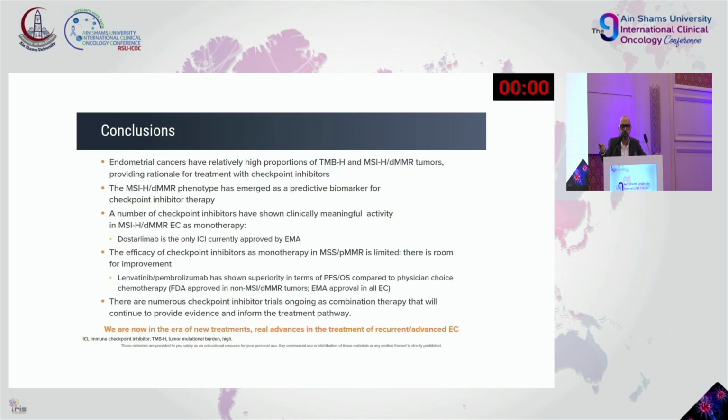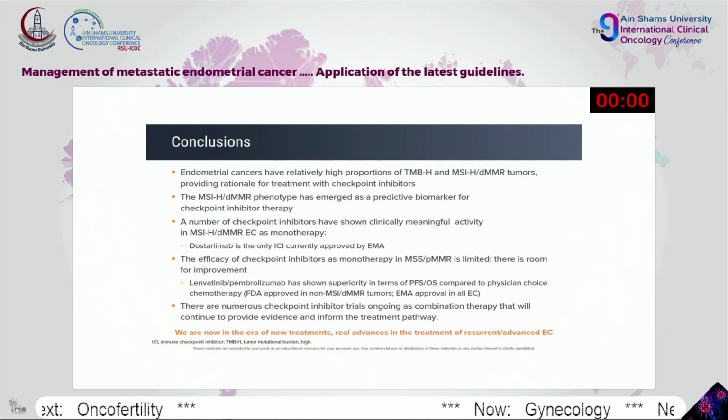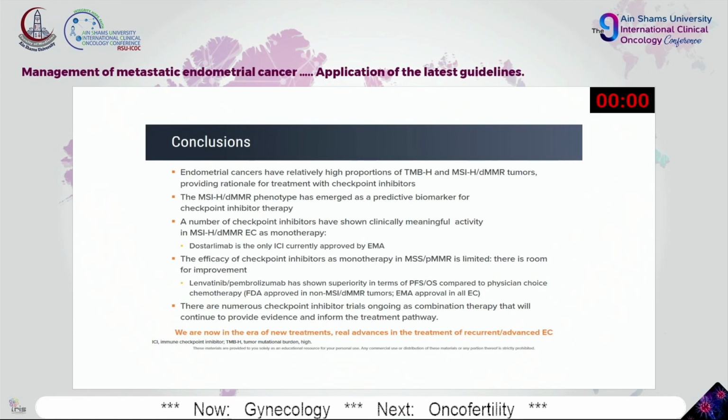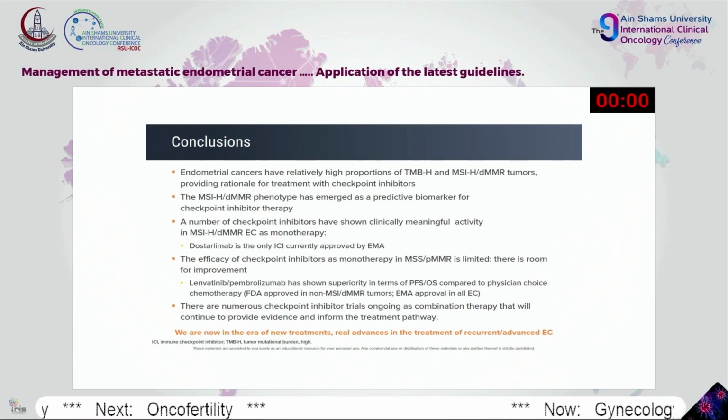These are my conclusions. Endometrial cancer has a relatively high proportion of tumor mutation burden and MSI deficient mismatch repair tumors, providing a rationale for treatment with checkpoint inhibitors. The MSI deficient mismatch repair phenotype has emerged as a predictive biomarker for checkpoint inhibitors. A number of checkpoint inhibitors have shown clinically meaningful activity in MSI deficient mismatch repair endometrial cancer as monotherapy. Dostarlimab is the only IO currently approved by EMA, while it is also approved by FDA.